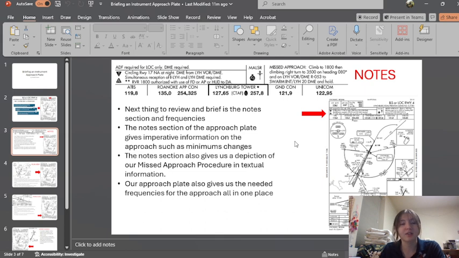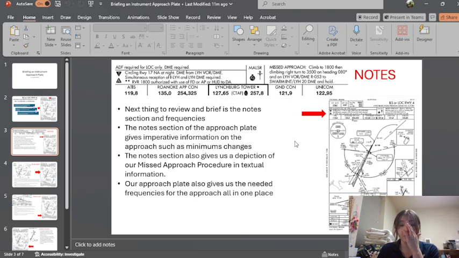information concerning non-standard takeoff minimums and non-standard alternate minimums. So if we do land into this airport, those things are going to be different than what we're expecting, so it's important to check that out. And then the notes section also gives us our first depiction of our missed approach procedure, if we do have to execute that, in a textual format.